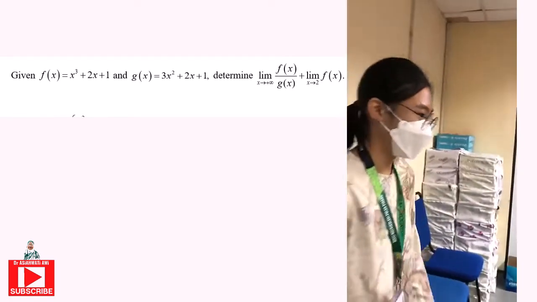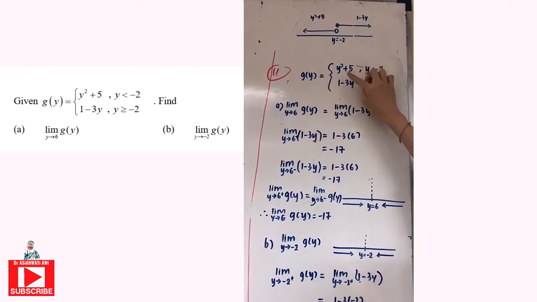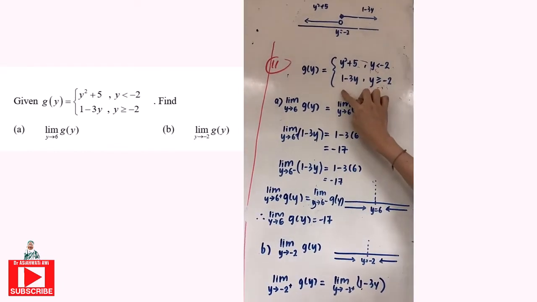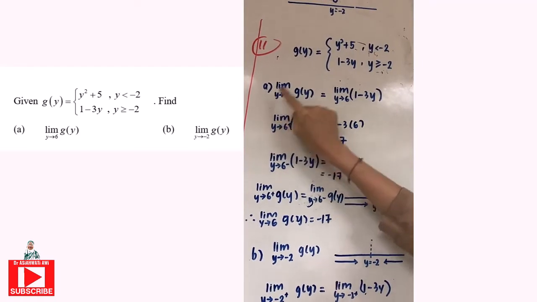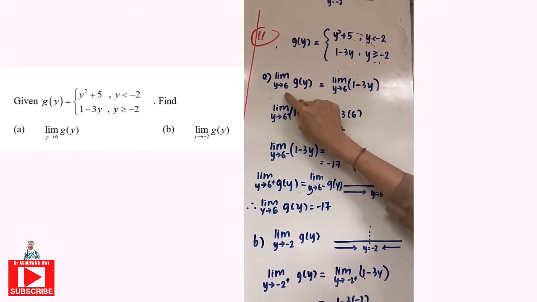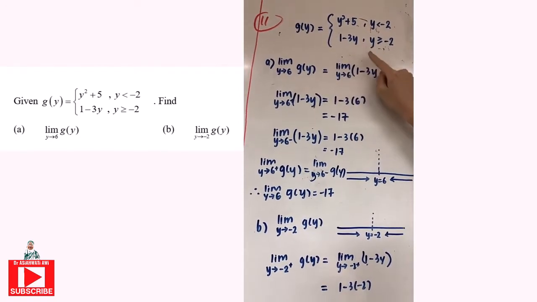Thank you. For question 11, it gives us that g(y) is equal to y squared plus 5 if y is less than negative 2, and 1 minus 3y if y is greater than or equal to negative 2. For A, we need to find the limit y approaching 6. And from here, we can know that 6 is greater than negative 2. So we use the equation g(y) equals 1 minus 3y.